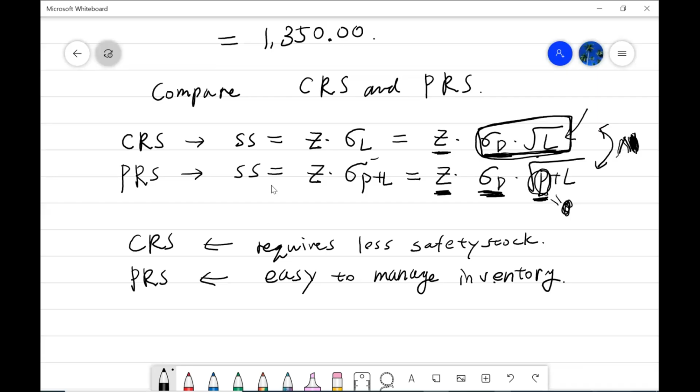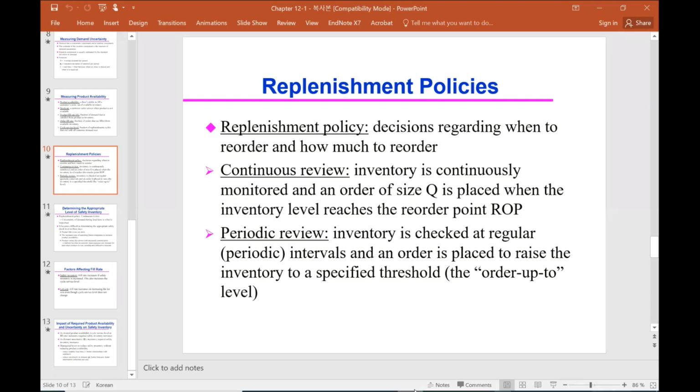So let me get back to the PowerPoint slide here. As I said, I classified inventory control systems into two types: the continuous review system and the periodic review system. The difference between them is about how you watch over your inventory as time goes on. Under the continuous review system, you keep watching your inventory. And under the periodic review system, from time to time, you just visit your warehouse and place an order.